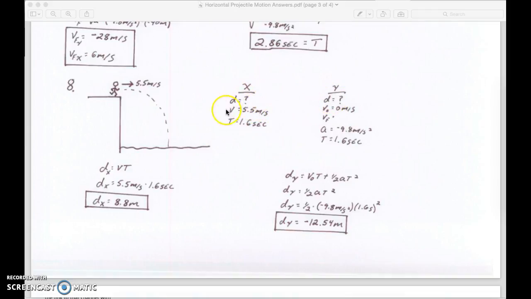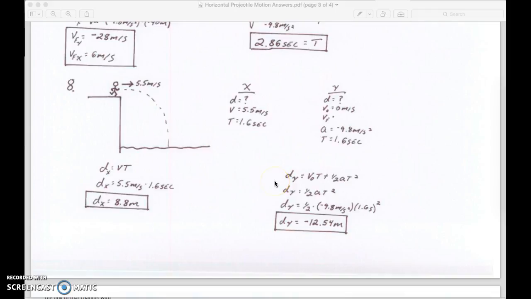Plugging in my numbers, I know my X velocity is 5.5 meters per second. The problem told me that it takes 1.6 seconds to get to the water. In the Y direction, initial velocity is 0, acceleration negative 9.8 meters per second squared, and time, as again given in the problem, 1.6 seconds. Doesn't matter which one you solve for first here. I guess I'll do the X first. It's constant velocity, so displacement equals velocity multiplied by time. Velocity was given, time was given, multiply them together, and I know you land 8.8 meters away from the cliff.